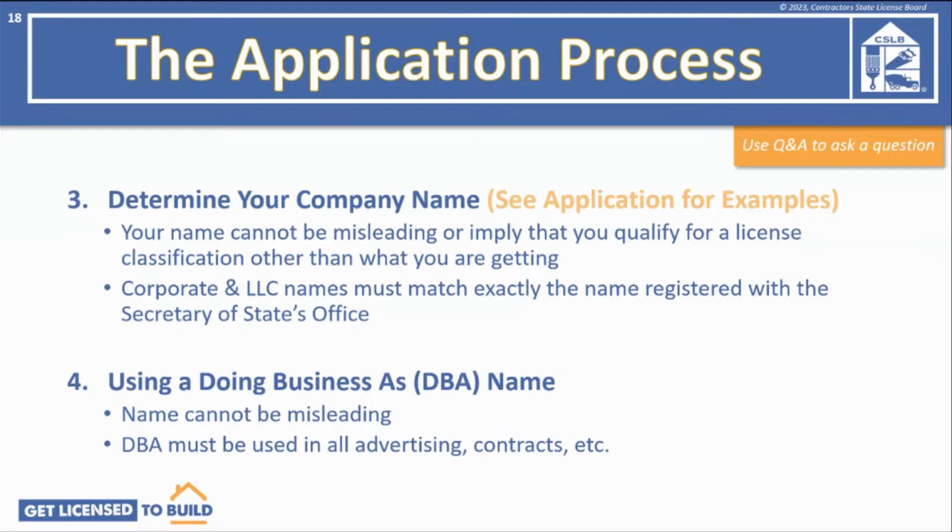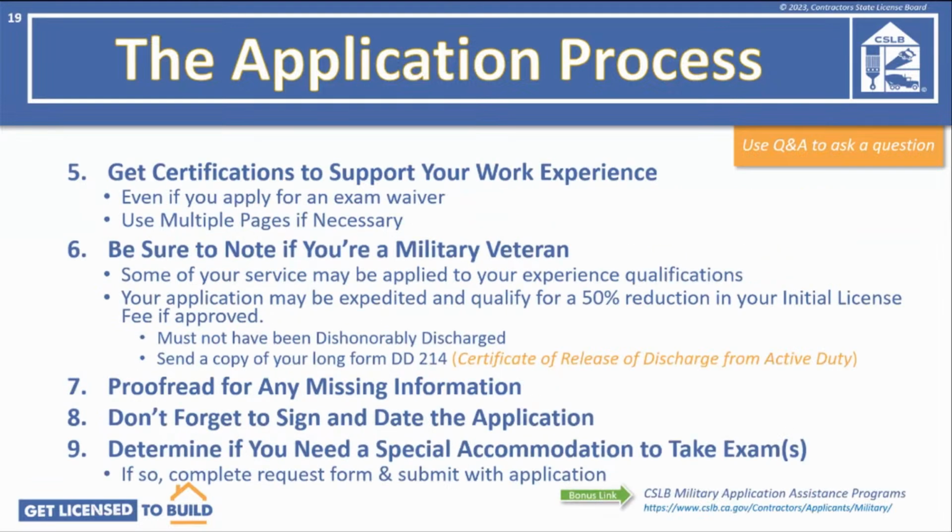Corporate and LLC names must match exactly the name registered with the California Secretary of State office. You can also use what is called a DBA, which stands for Doing Business As. The main thing to remember here is the DBA name cannot be misleading, and you must use that name in all advertising and on all of your contracts.